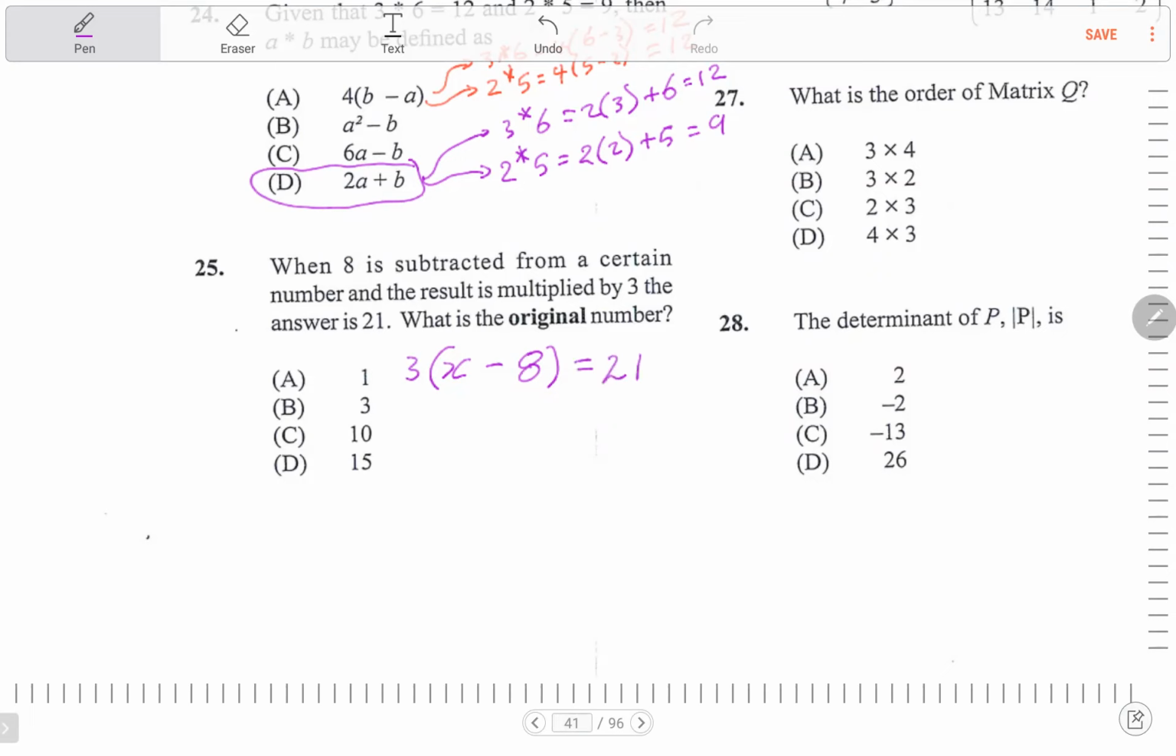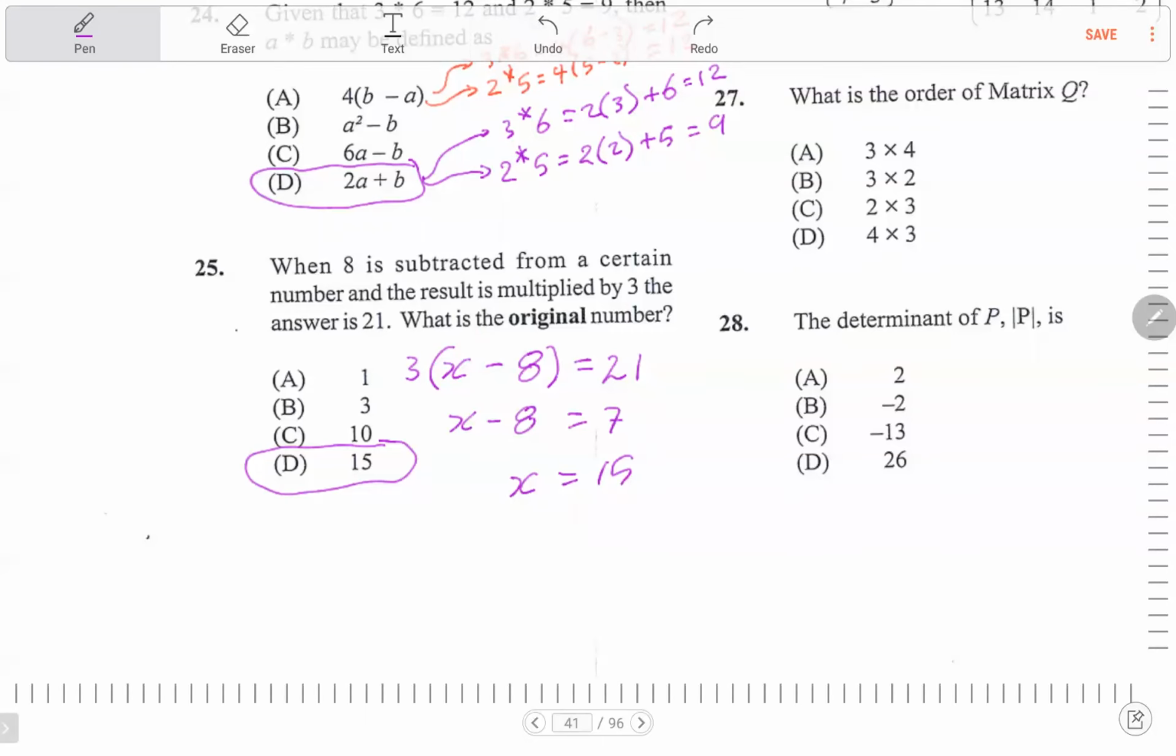I would then know we're trying to find x. So we divide by 3 first. Dividing by 3, we get x minus 8. 21 divided by 3 is 7. And then we add the 8, so x equals 7 plus 8, which is 15. And so the answer is 15. You can test the answer: you put the 15 here, so 15 minus 8 is 7, and 3 times 7 is 21. So that is the answer right there.